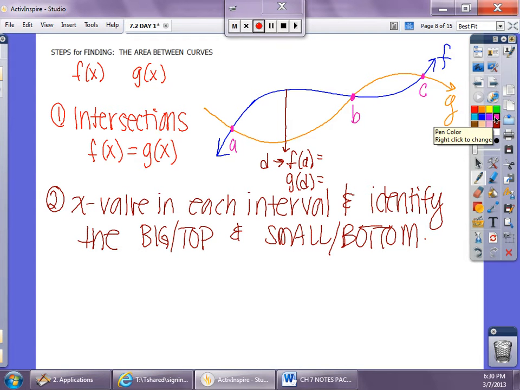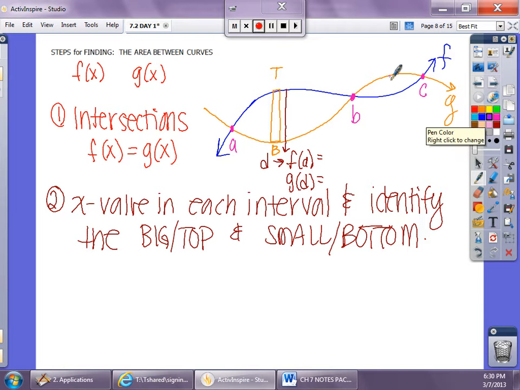So why is that helpful? Well, let's think about that representative rectangle. The bigger function would be considered my top function, the smaller function would be considered my bottom function, and we can figure that out based on y values. That's why number 2 is going to be very important.